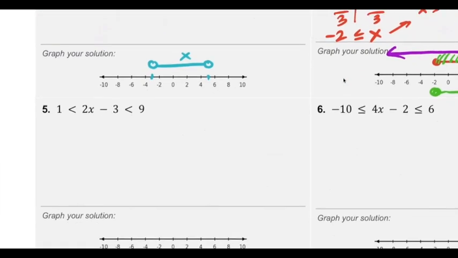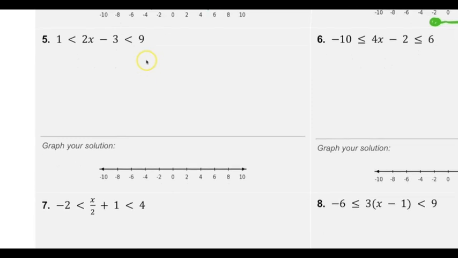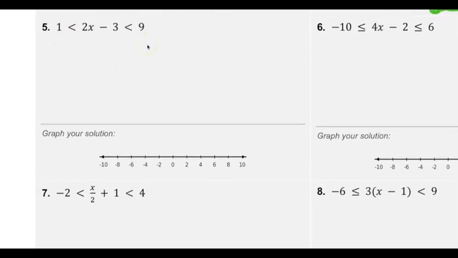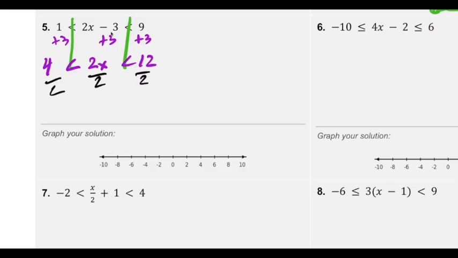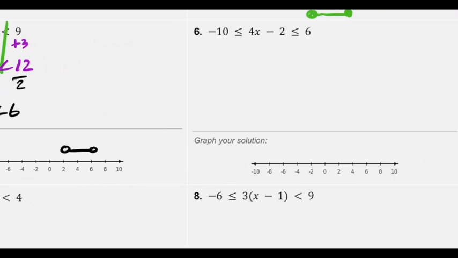I'm going to keep on going with my preferred way, which is to just do the same thing to all three. So here's my lines. I want to get the x by itself, so we've got to get rid of that -3, so we're going to add 3 to both sides. Whatever I do to one side, I do to all sides. And I get 4 is less than 2x is less than 12. Now we have to divide everything by 2. So 2 is less than x is less than 6. So we're going to go from 2, open circle, to 6, open circle, and you'll be between those two. So like that.